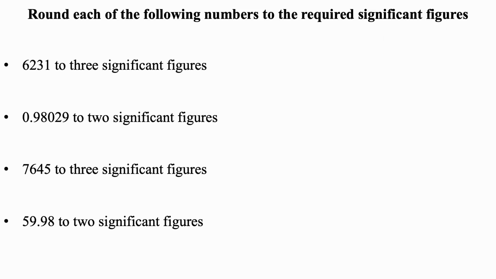Round each of the following numbers to the required significant figures. Let's look at the first example given. In this number here, you have 4 significant figures because all the non-zero digits are significant, and this number needs to be rounded off to 3 significant figures. When you round off this into 3 significant figures, you will get the answer as 6, 2, 3 and 0. This 0 here is not significant because there is no decimal place. So you get the answer as 6230.